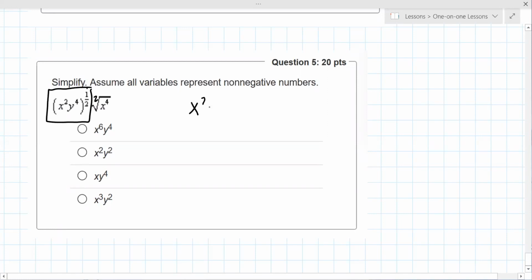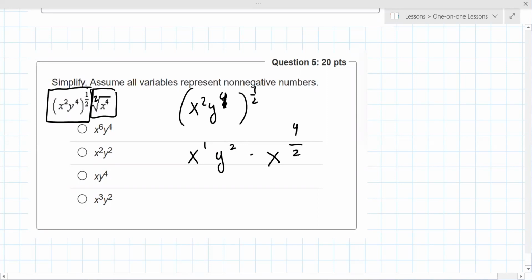So x squared, y to the 4th, to the 1/2. When you apply this exponent, what's the result? You're going to get x to the power 1 and y to the power 2. So this on the right here is x. The 4 goes up top, the 2 goes on the bottom. So what does that reduce to? 2.